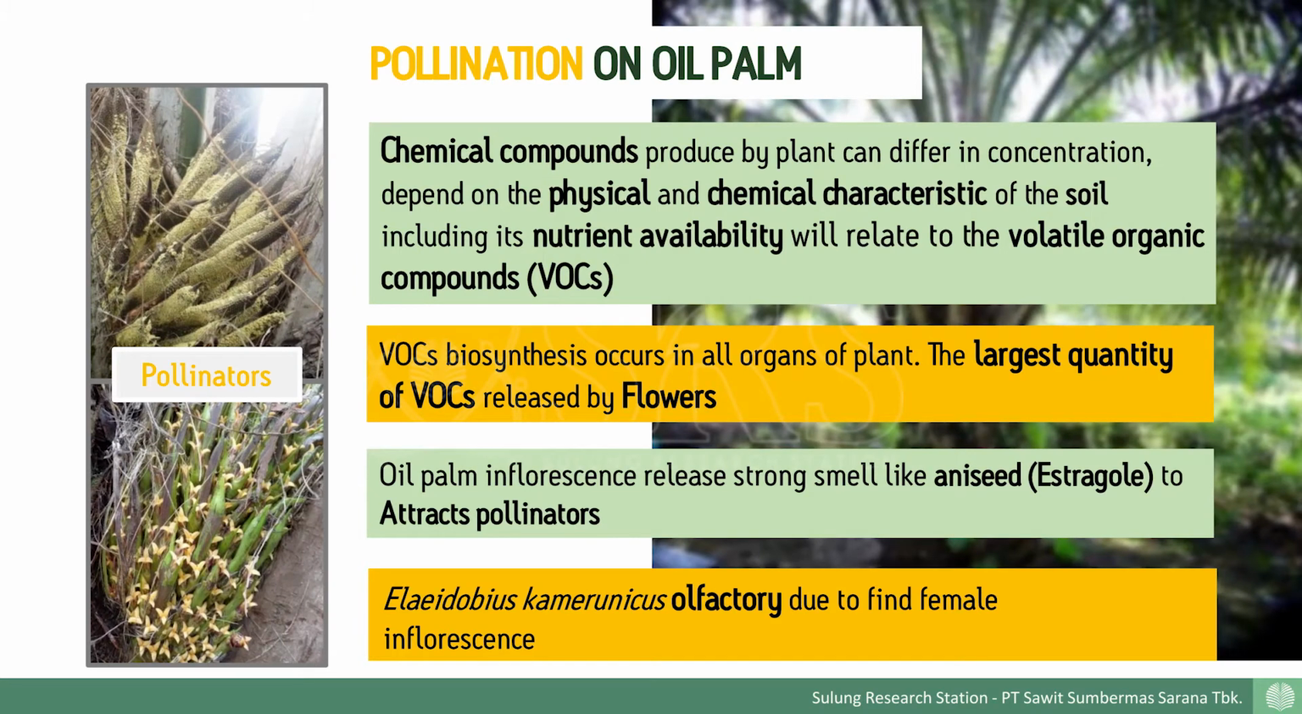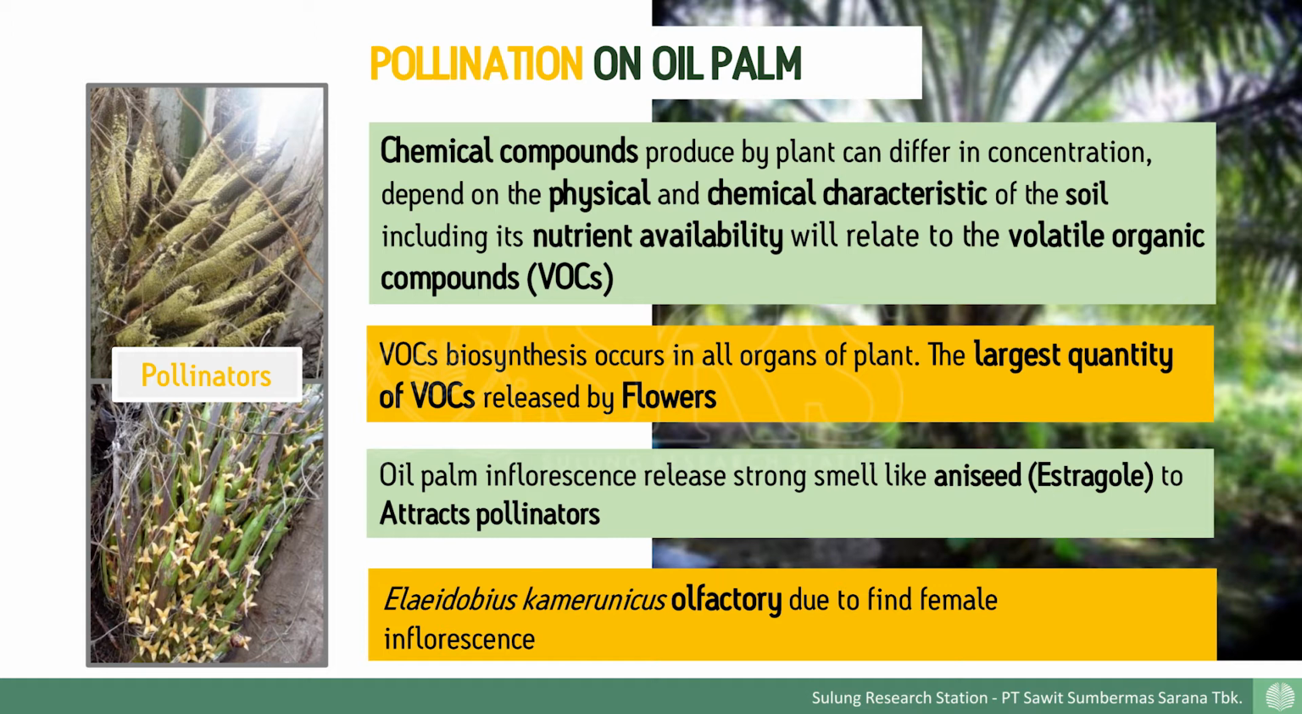As we know, female and male flowers release volatile organic compounds. In the plant, biosynthesis of volatile organic compound, or VOC, occurs in all its organs, such as roots, stem, leaves, fruits, and seeds, as well as in flowers, which have been found to release the largest quantity and varieties of volatile organic compound. Fully developed flowers emit a strong smell, similar to that of anise, and this smell is caused by estragol. Estragol attracts the pollinator Elaeidobius kamerunicus olfactory to find female inflorescence.